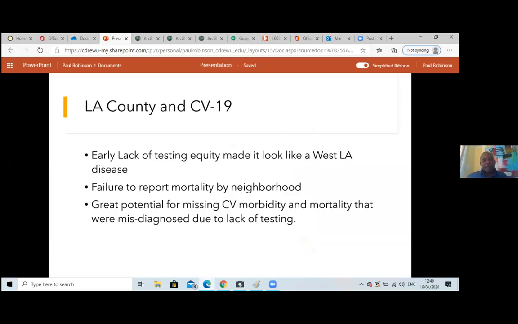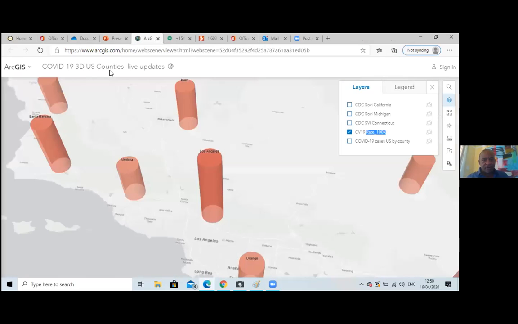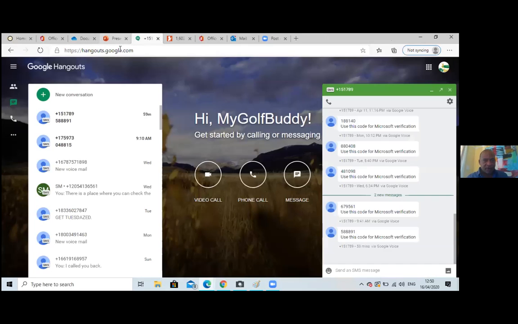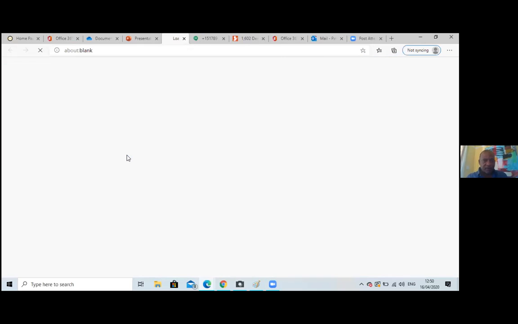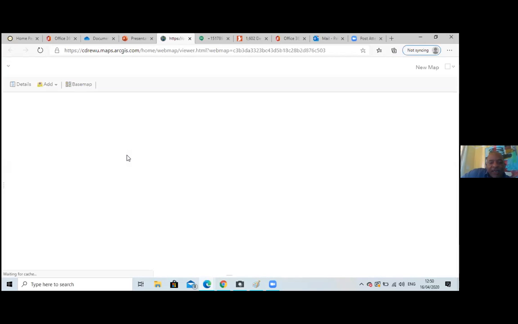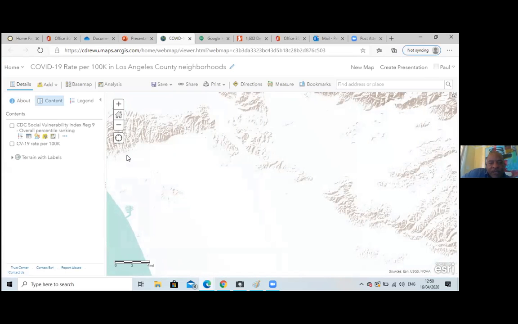These are some of the potential reasons, right? But I want to get to the map here. All right, so here we go. Let me go down here. Here comes a map that shows yesterday's LADPH coronavirus rates per 100,000 by neighborhoods in LA County.